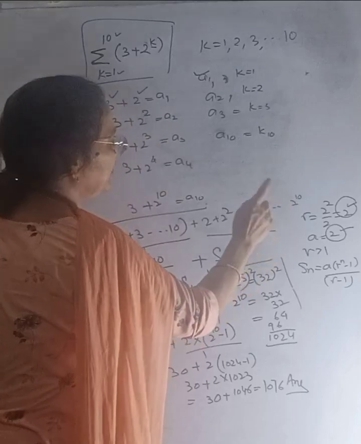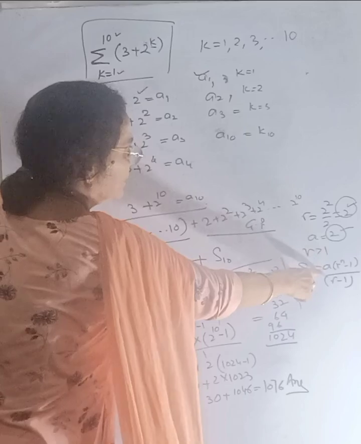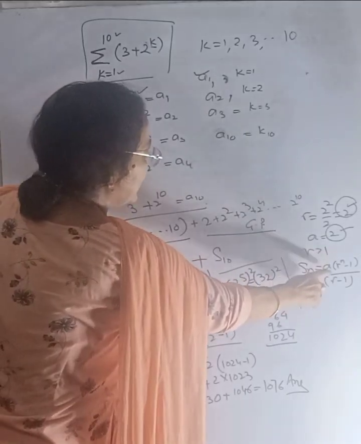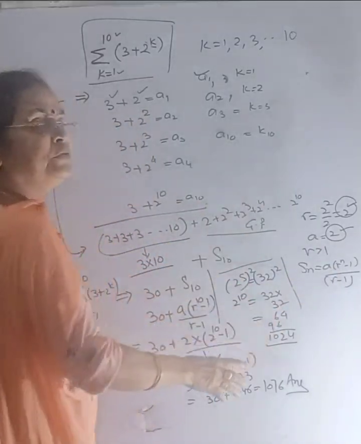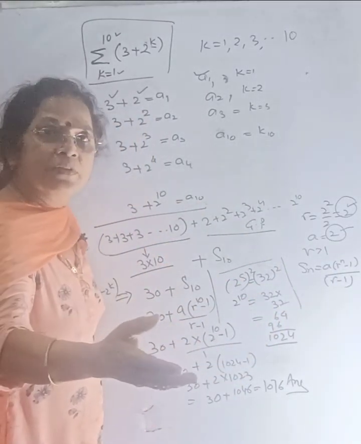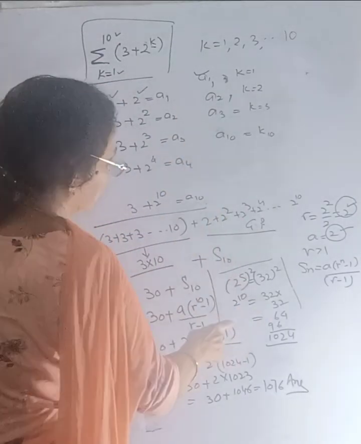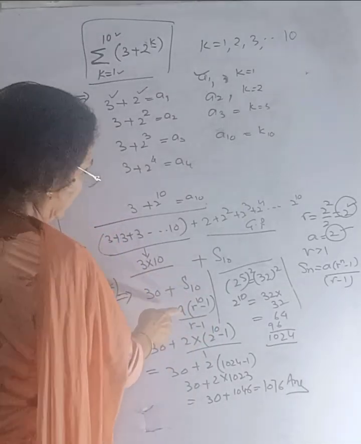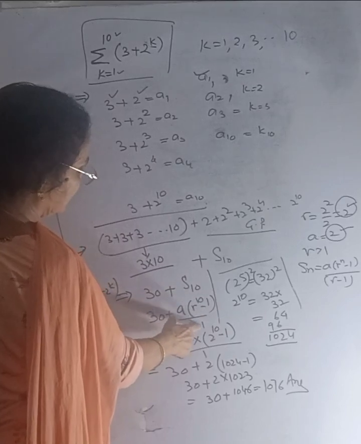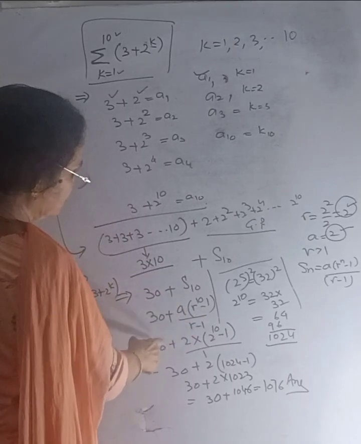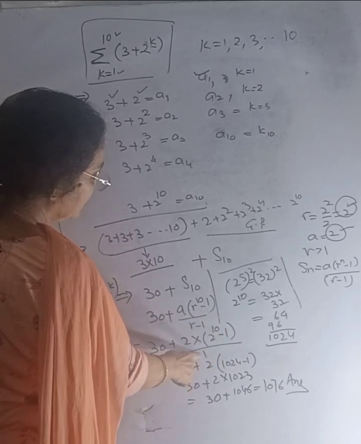In S10 we will apply this formula because r is greater than 1. Sn is equal to a into r to the power n minus 1 upon r minus 1, where n is to be used as 10. When we use n equal to 10, the summation of this portion up to the 10th term will be obtained. Here 30 plus a into r to the power 10 minus 1 upon r minus 1, where r is 2 and a is also 2. It means 30 plus 2 into 2 to the power 10 minus 1 upon 2 minus 1, which is equal to 1.